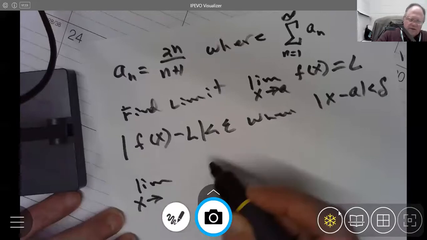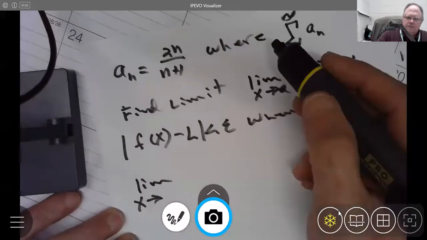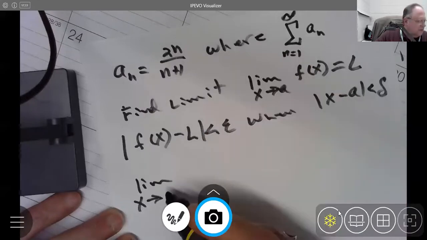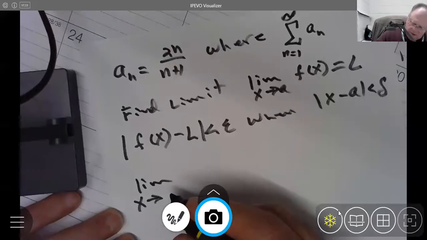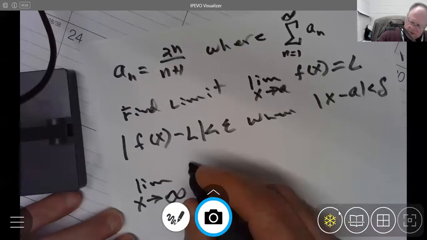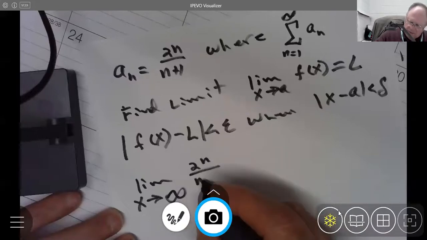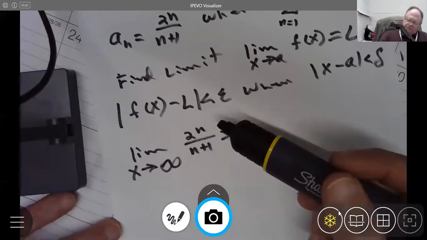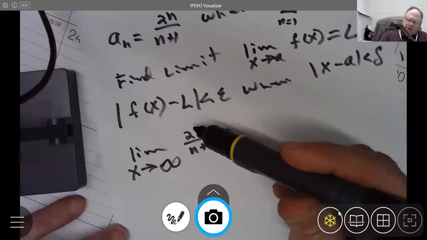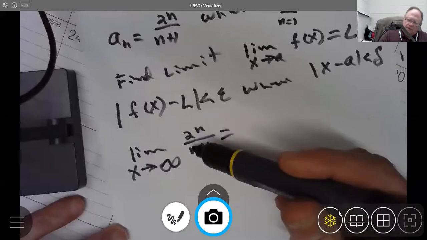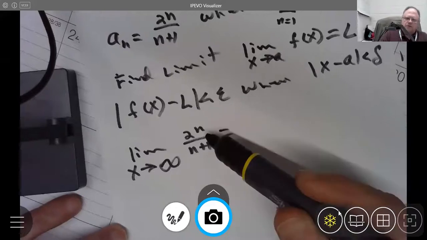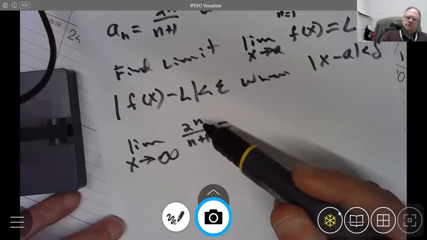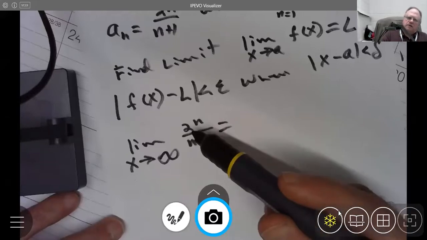So you find the limit as x approaches, now notice they don't give you an interval, so you have to assume that it's approaching infinity, for 2n over n plus 1. So basically, you compare the degree of the numerator over the degree of the denominator. And basically what you're looking for is you're defining the horizontal asymptote. If you can define the horizontal asymptote, then you can define the limit.